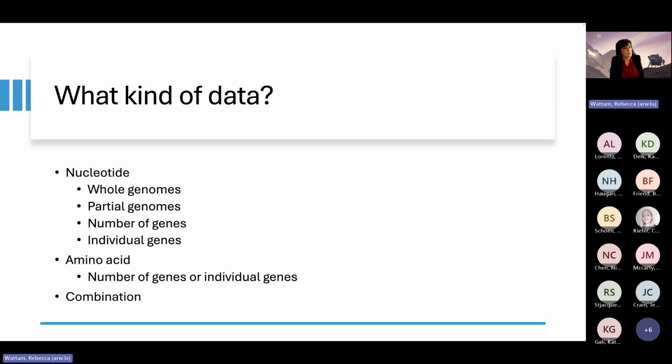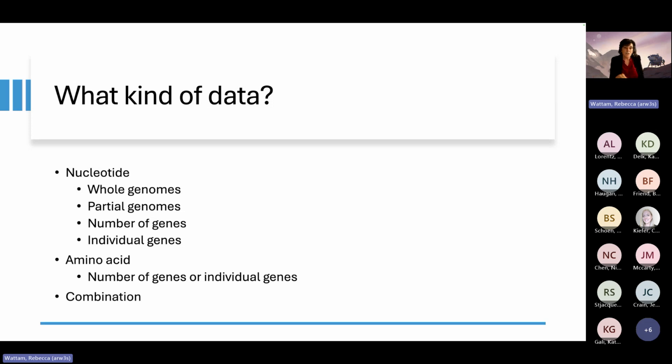So let's dig deep into data. The trees can be built on nucleotide data, amino acid data, or some combination of the two. For the nucleotides, it can be whole genome or partial genome or a number of genes or individual genes. And for the amino acids, they can be a number of protein sequences or for individual proteins. So you have all of those combinations. Now you might ask, which is using which?